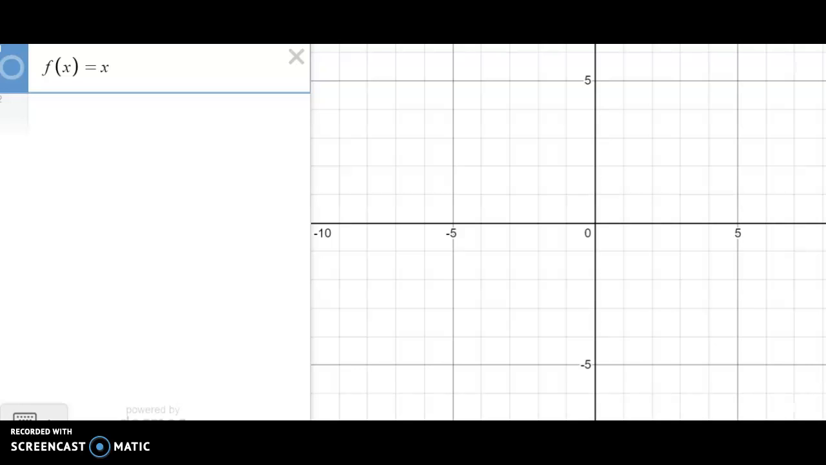So what happens if I added or changed the scaling of the original parent function of a linear graph? We're going to see what changes the steepness, what changes the y-intercept.